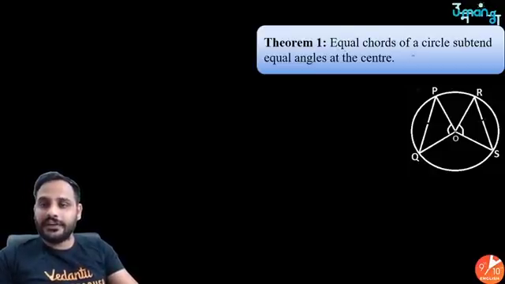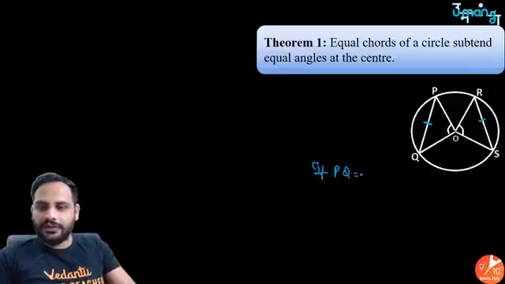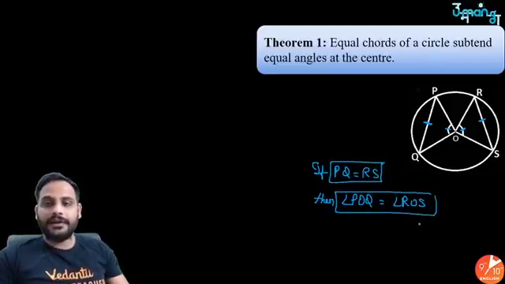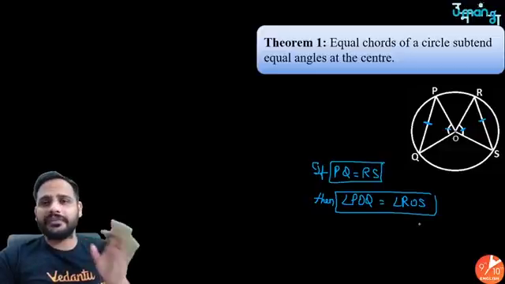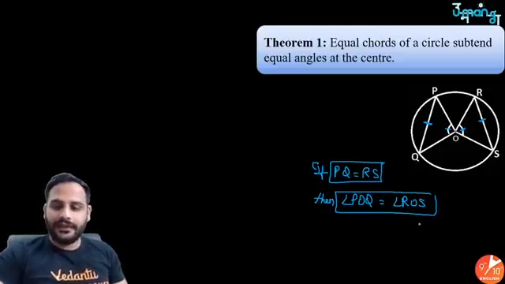So the first theorem says equal chords of a circle subtend equal angles at the center. That means if we have PQ equal to RS, then I can say angle POQ is equal to angle ROS. This is the part. I am not doing the proof. The proof is simple congruency. All the proofs I have done in detail in the Umang series, so I am not doing the proof right now.